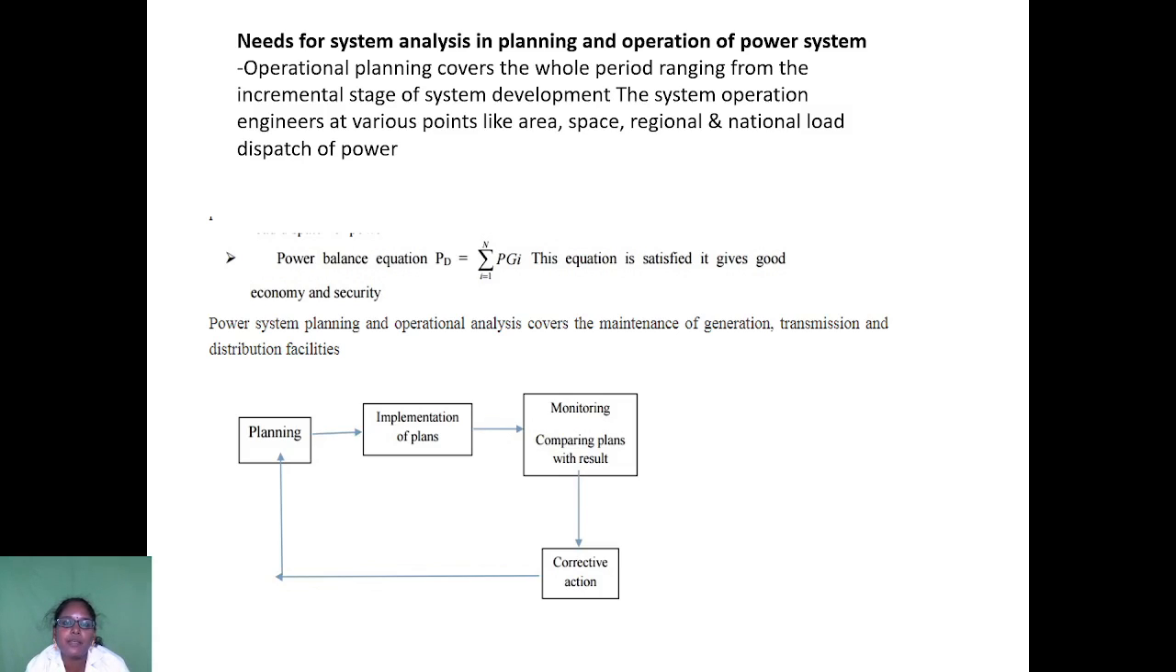Normally, the operation planning covers the whole period. It can range from the incremental stage of the system development. The system operation involves the area of the network and the space, and the regional and national load dispatch.